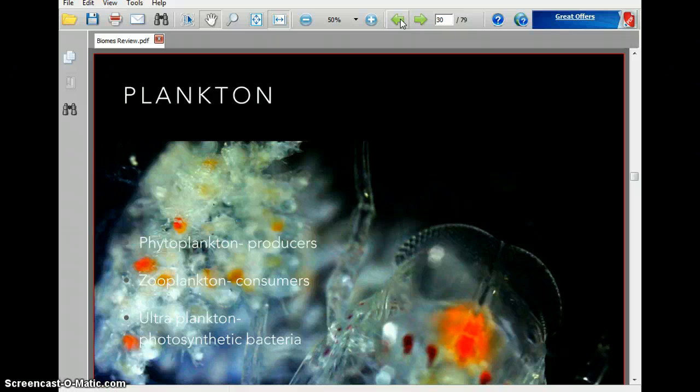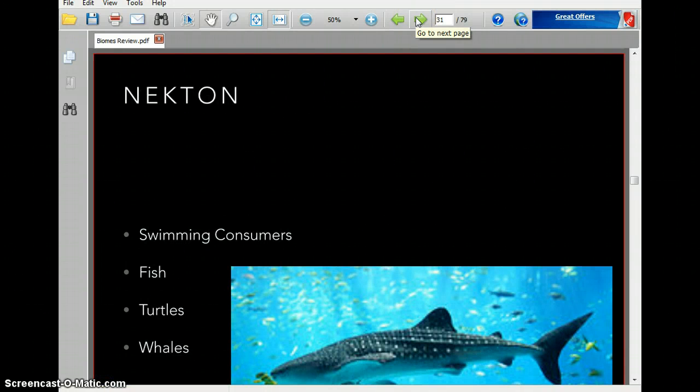All right, so the nekton are the swimmers. Most of them are consumers. Most of the fish are in this category: sharks, turtles, whales.